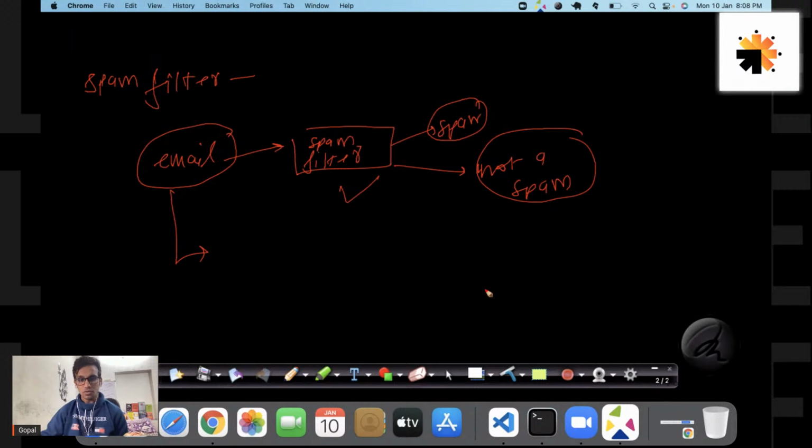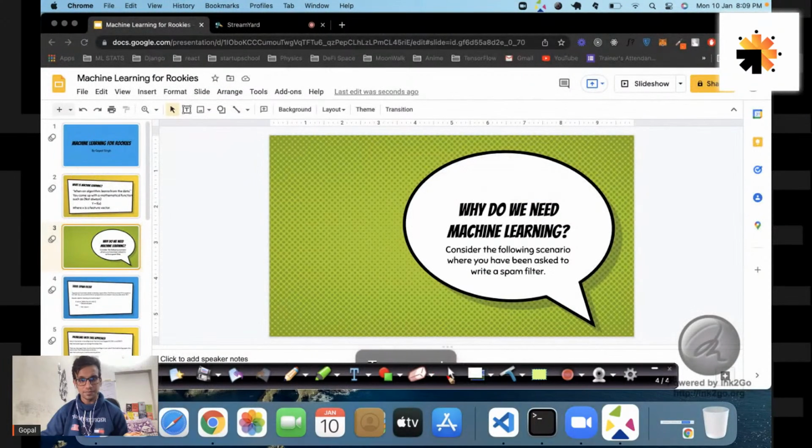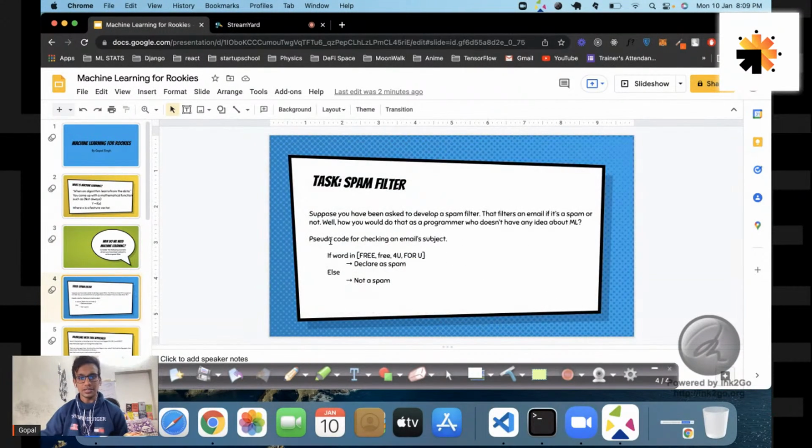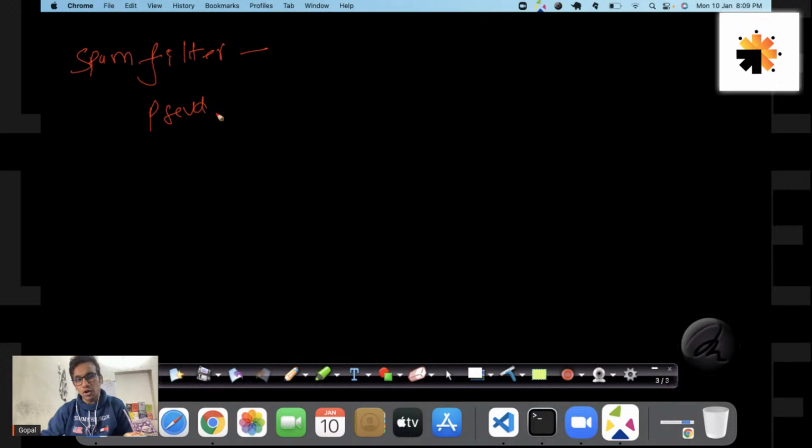All right, coming back to it. So why do we actually need it? Let's try to understand this task here. What can we do in order to build a spam filter? Say you have been given a task of writing a spam filter program, and the pseudocode for writing a spam filter goes like this.